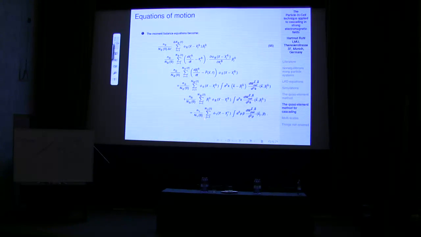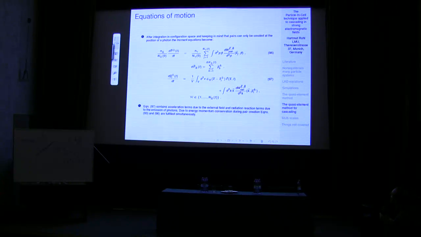Now we need also the momentum balance equation. There you see there are many more terms. In the momentum balance equation, we have radiation reaction, and we have acceleration. I can show you the next transparency. So after a configuration space average, that means the integration over the configuration space, equations 96 and 97. So there is the momentum balance, and that is the acceleration down here. That's the total momentum change that corresponds to pair production, and that's the equation of motion. So there is the external field again, and there's the radiation reaction part to it.